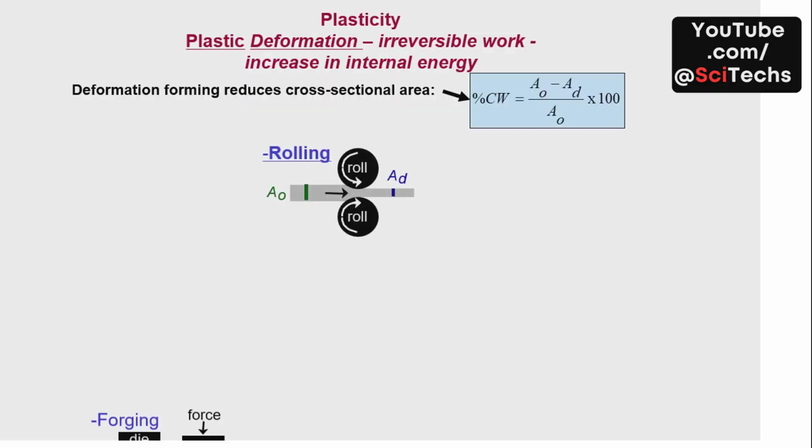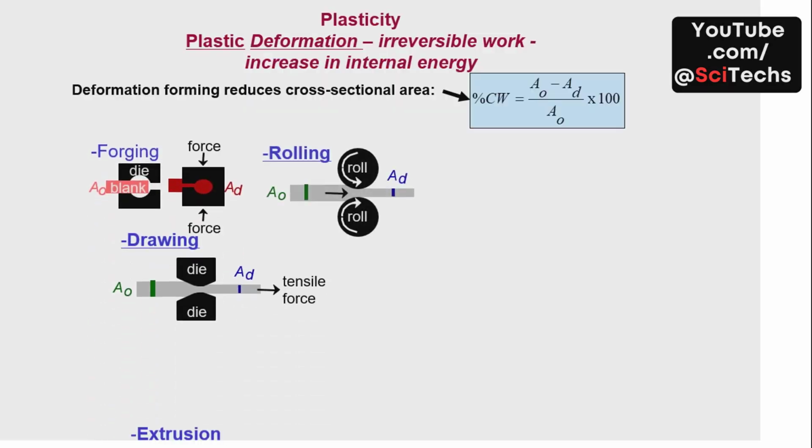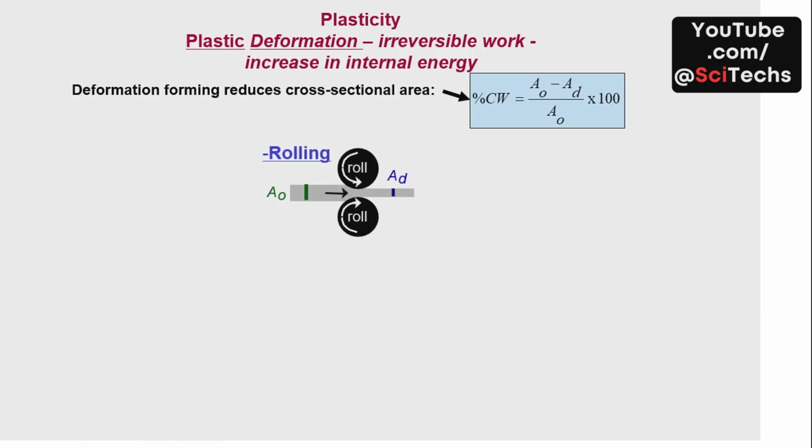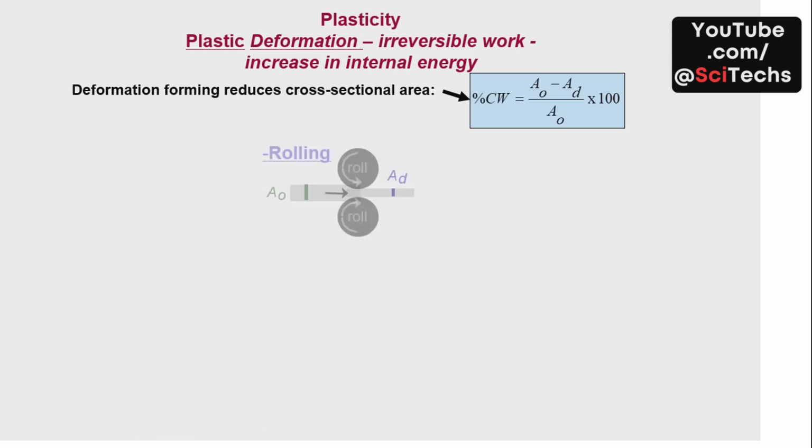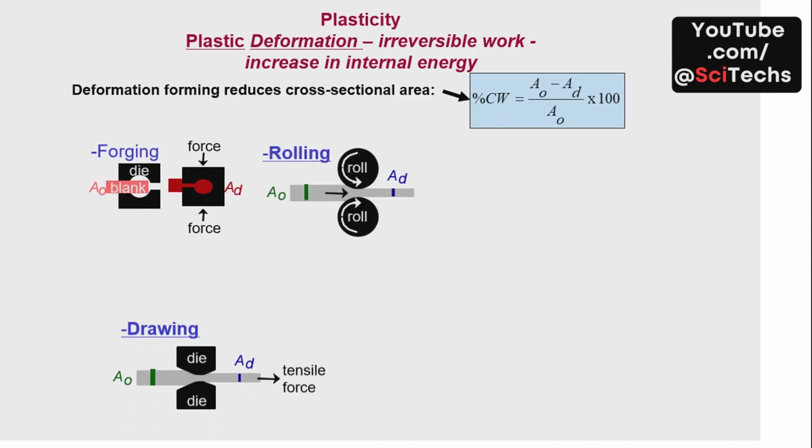Plastic deformation is an irreversible process that increases internal energy. Different methods like forging, rolling, drawing, and extrusion reduce the cross-sectional area of metals, transforming them into desired shapes.